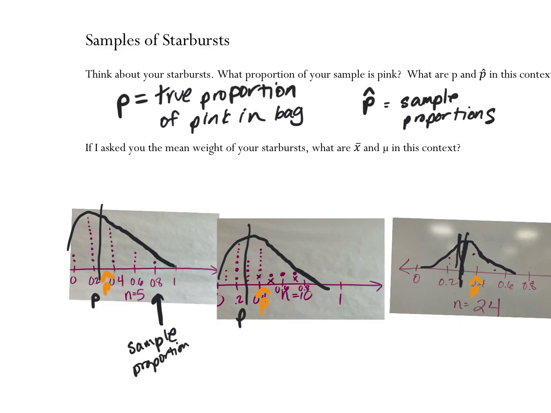Is everybody good? What is the variable here? What's changing? The sample proportion is my variable. What's staying the same? There was only one: the proportion of the population. Is everybody with me? Okay, so P is a constant. P hat is a variable.